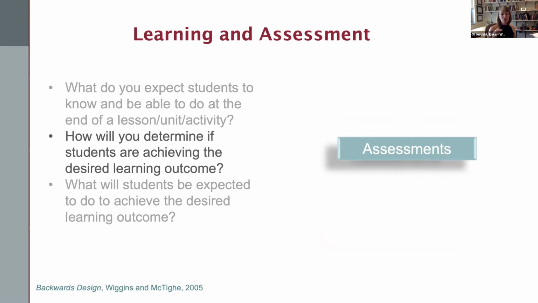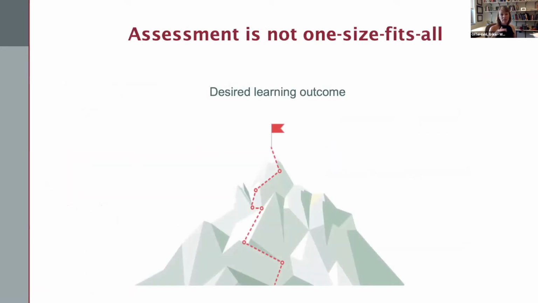So if we think about the desired learning outcome being reaching the top of a peak, it's not just that piece, right? It's also being able to understand where students are along the pathway so that I can support their learning and so that they can self-diagnose where they are on the journey and make adjustments if they get lost or take a wrong turn.